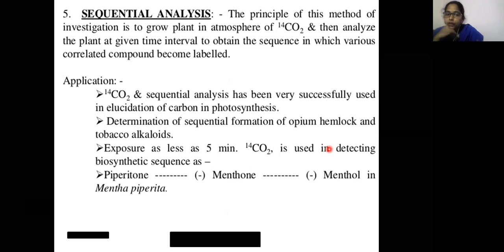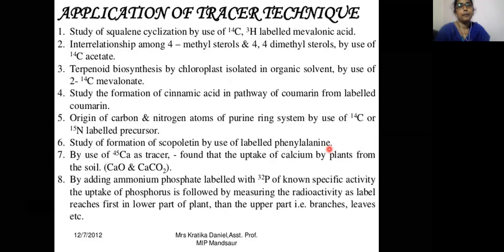So you can expose the plants for less than 5 minutes in the radio labeled carbon dioxide atmosphere, and you can establish the sequence, like from piperitone to menthone, menthone to menthol. The sequence can be established in Mentha piperita. So the last part of the topic is application of tracer technique.